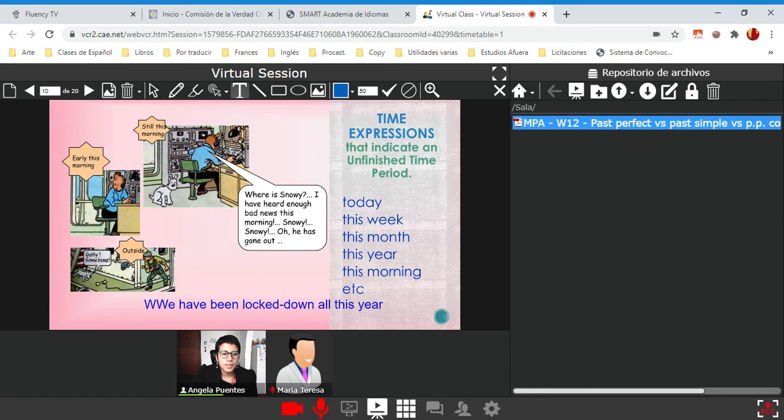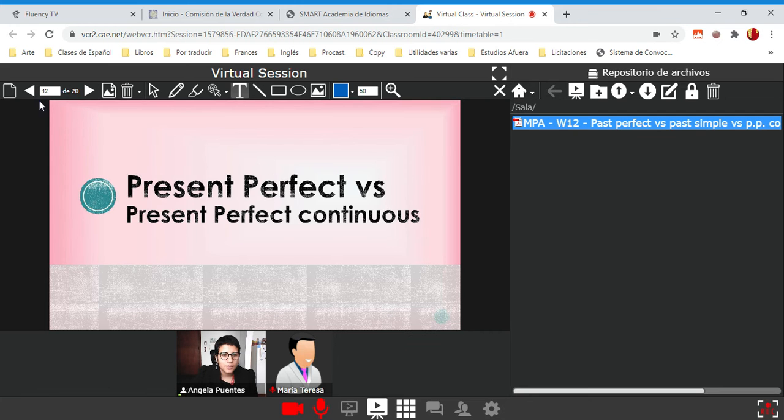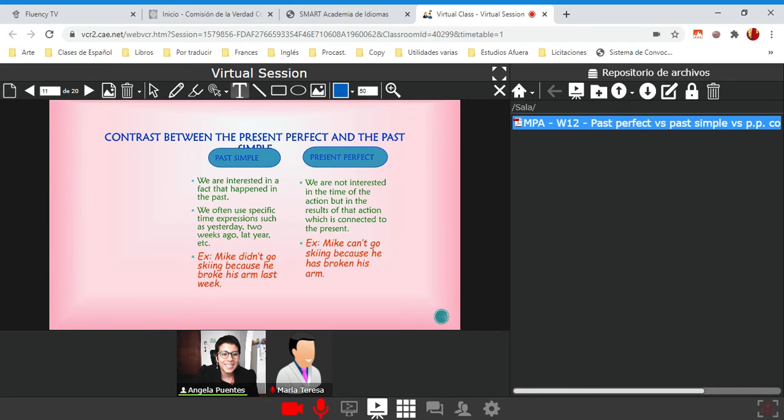great. So, questions about these expressions? No. No? Okay, great. And oh, this is really ugly. No, horrible. Porque está tan fea. Okay, so basically, yes, I don't like it. It's very ugly. So the contrast between these two tenses.